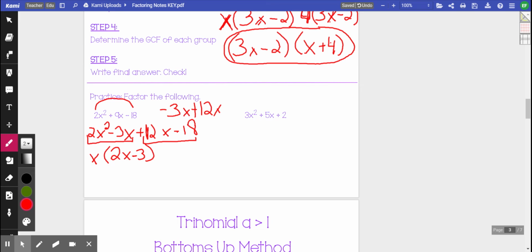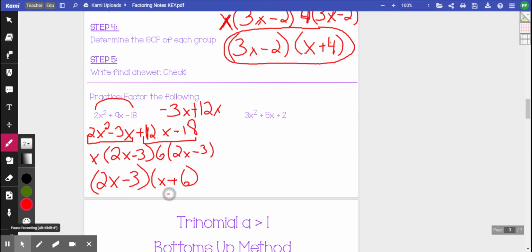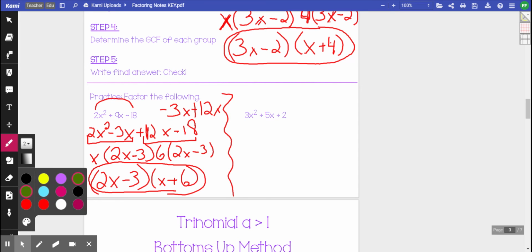If I take out a 6, that would be my greatest common factor. Then I would be left with 2x minus 3. Again, my parentheses are the same, so that's perfect. That's going to be one of my factors. And then what I'm left with is the x plus 6, and that would be my second factor. To ensure that you did it correctly, you can go ahead and FOIL, but we did it right. I'll just let you know.